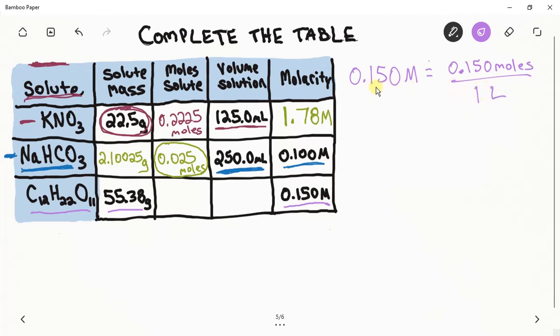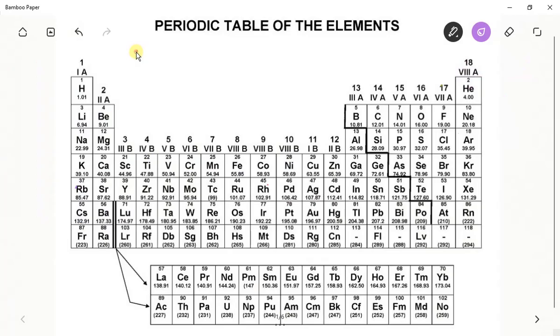That's where our molarity comes in. Now let's take a look on the very left side of the chart. It's telling us we have 55.38 grams of this carbon 12, hydrogen 22, and oxygen 11. So we need to find out how many grams of the C12H22O11, how many grams of that equals 1 mole. So to do that, we need to go back to the periodic table, and we have C12H22O11.